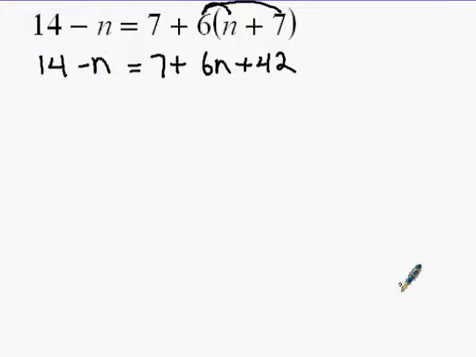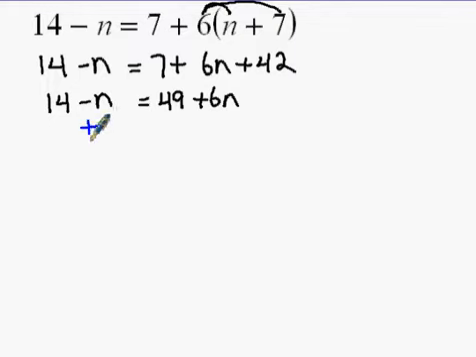Okay. I have some terms I could combine over here on the right side, so let's take care of that first. 7 plus 42, that's 49. And I still have a 6n. And I've got a 14 minus n here. So now it's simplified down to things that are as simple as they can get on each side. Now we can add or subtract things to both sides to try to get things separated.